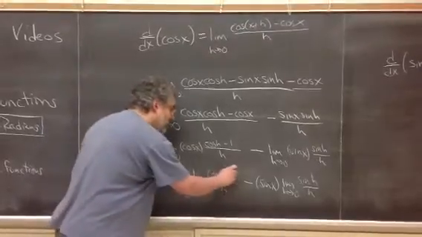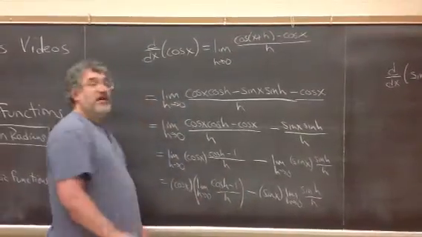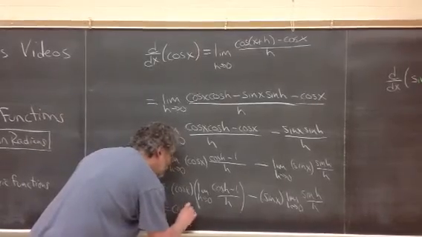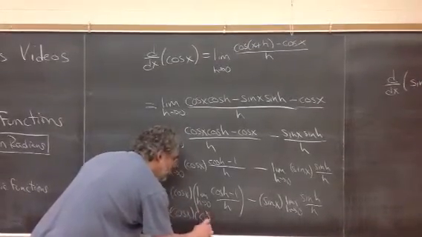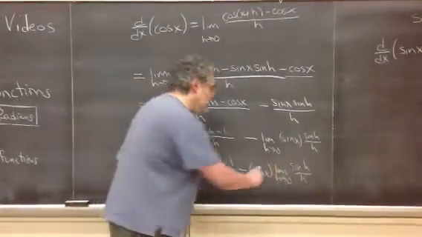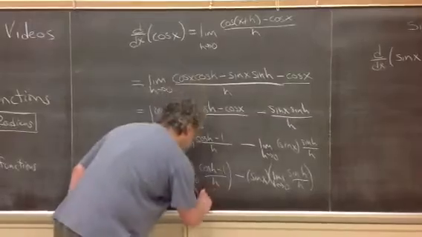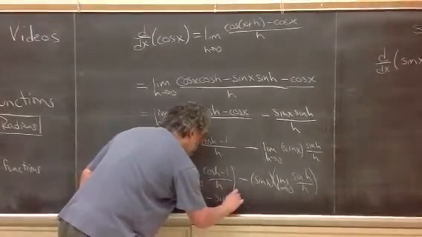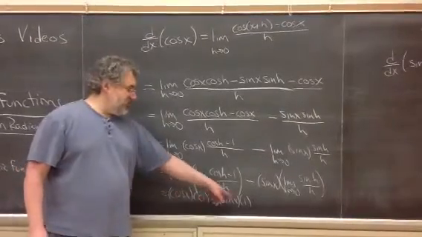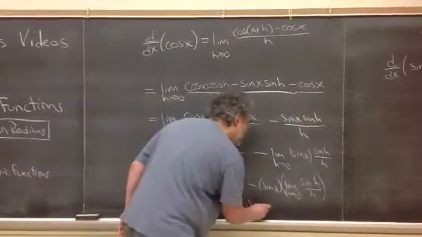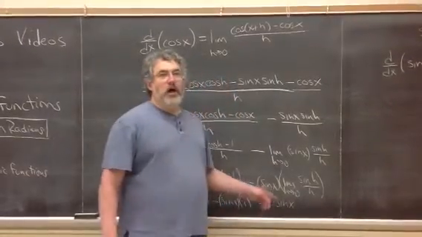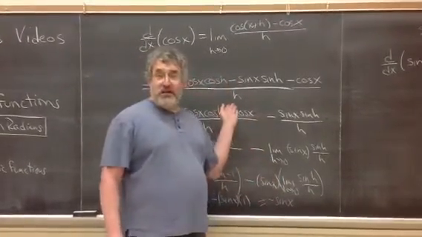This one, right here, was 0. So we get cosine of x times 0. This one, right here, was 1, minus the sine of x times 1. 0 times anything is 0, minus sine of x times 1. I get minus the sine of x. So that's the cosine's derivative.